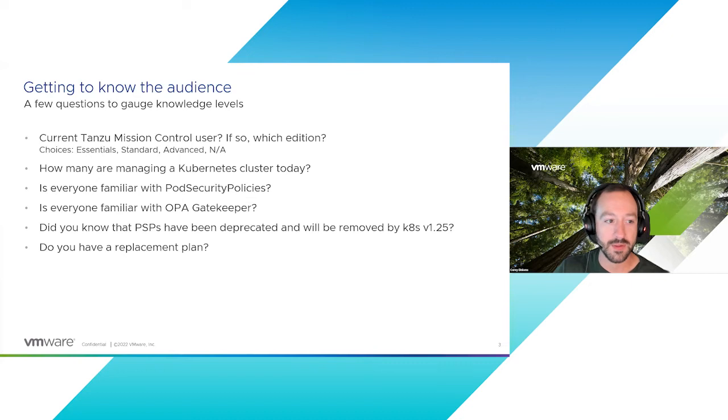Okay. So for the one user that does have the replacement plan, I'm curious, are you looking towards OPA Gatekeeper as the replacement? Are you looking at alternatives? If you wouldn't mind just answering in chat, that would be helpful. I'm curious where people are trying to go, or where they are at least headed in their journey, because it seems to be something that's a little bit further ahead than most are ready to handle.